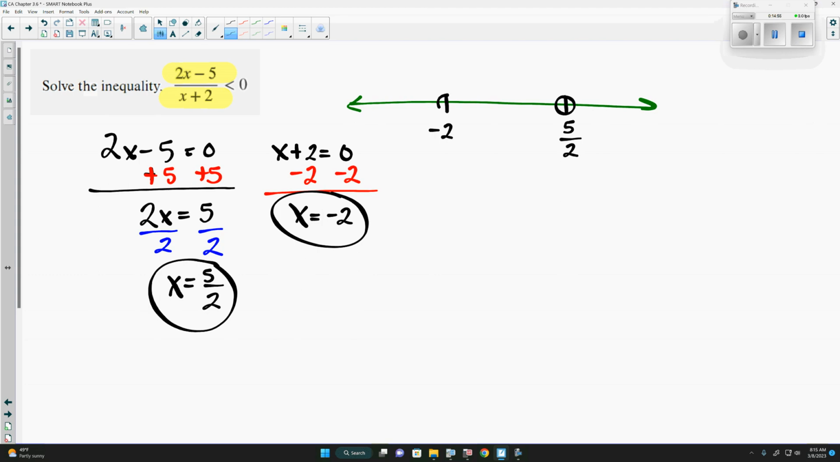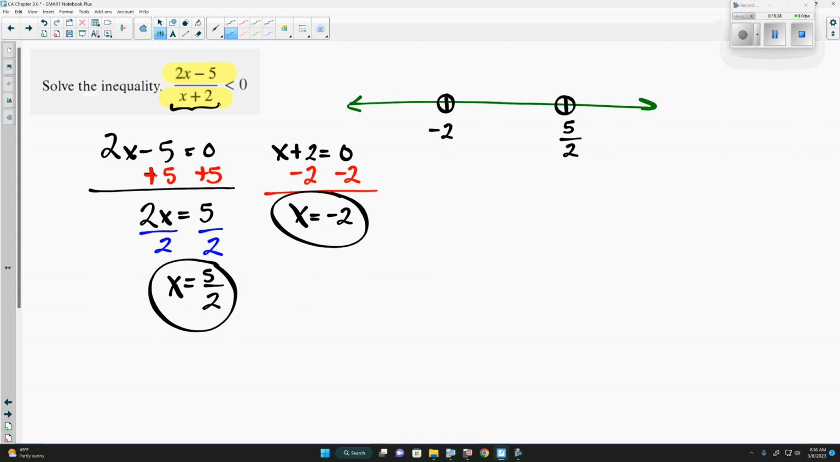At negative 2, this here will always have an open circle. Even if it had been less than or equal to 0, at -2, it would have still been open. Because if x is -2, the denominator of this fraction would be 0. We cannot divide by 0. This is one of our restrictions when we talk about rational functions, rational expressions. So it can never work. But it is one of our key points.